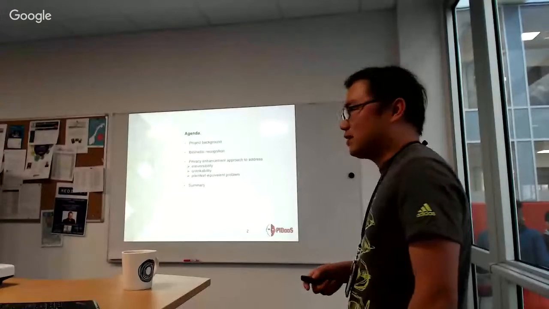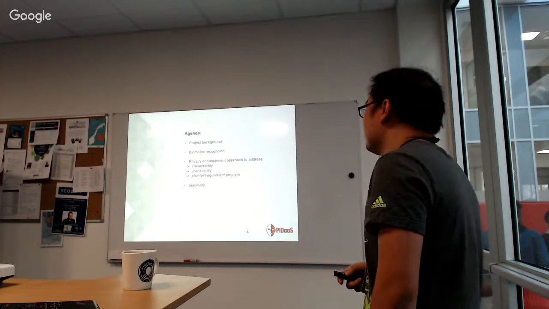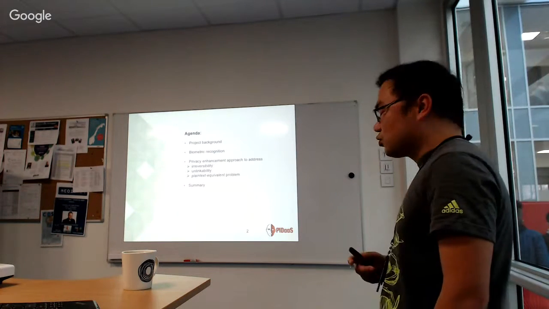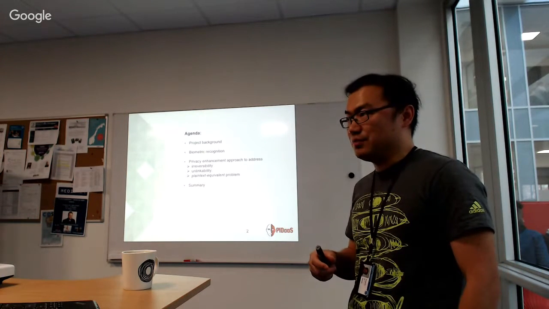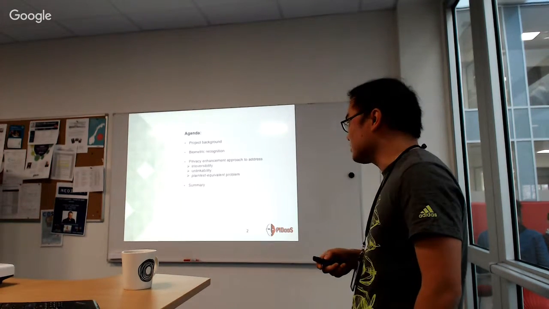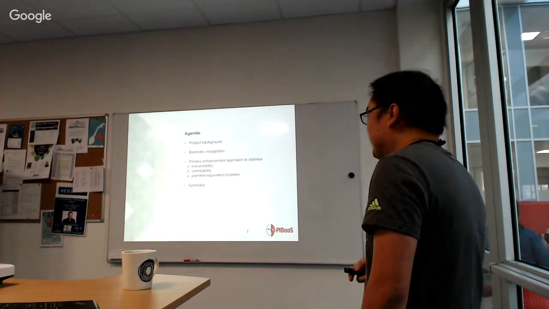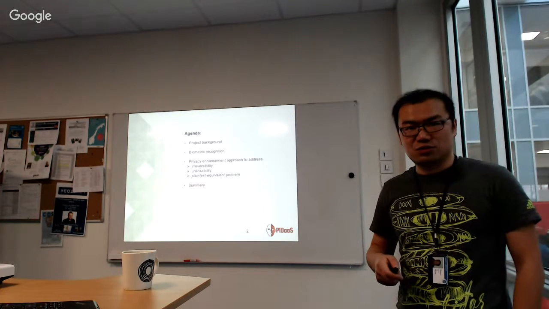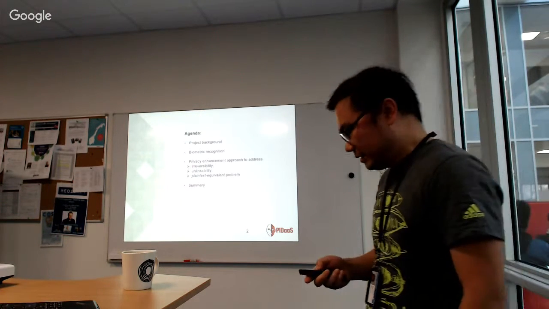And then I will give a brief introduction about the biometric recognition system. And then I will present some privacy enhancement approaches to address two major protection requirements which have been defined by the ISO standards. These two major requirements are irreversibility and unlinkability. Then I will talk a little bit about the plain text equivalent problem, and we have explored a solution to prevent this problem. And then I will summarize my talk.